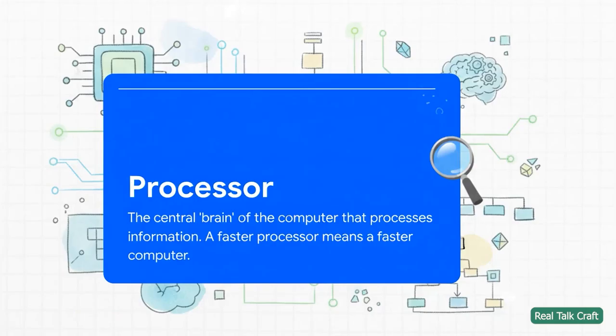All right, the processor. You might hear it called the CPU. This thing is the engine of your computer. It's the brain doing all the heavy lifting, all the thinking and the calculations. Its speed is measured in gigahertz, or GHz. And the rule here is really simple. The higher the gigahertz, the faster your computer can think, and the smoother everything will feel.